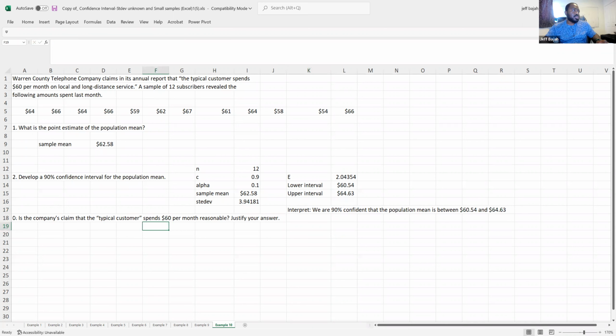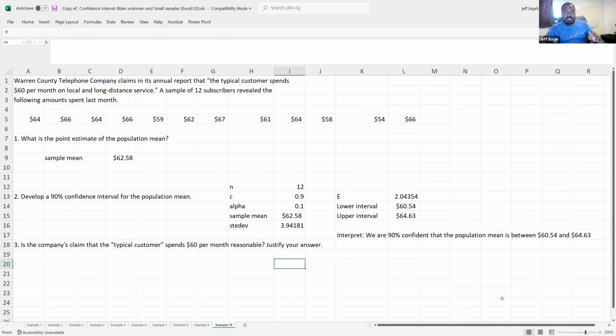So let's go back to the third question, which is the key one. Is the company's claim that the typical customer spends $60 per month reasonable? Justify your answer. All right, now that's a good question. So let's look at our answer. Our answer says it's between $60.54 and $64.63. So this is what? Not reasonable. Right? It's not reasonable because what the company is saying is not correct.